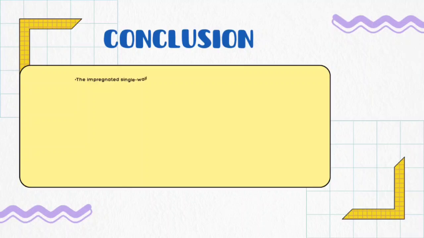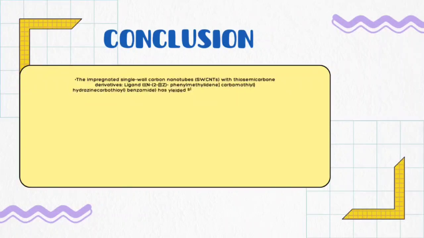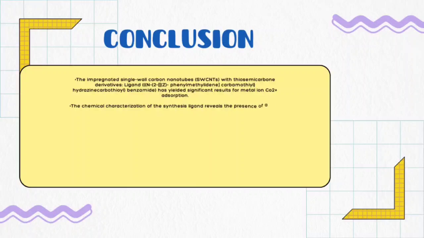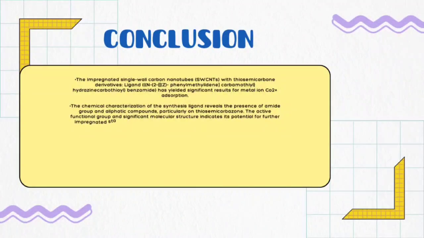In conclusion of this research, the impregnated single-wall carbon nanotubes with thiosemicarbazone derivative, which is the ligand, have yielded significant results for metal ion cobalt-2 adsorption. The chemical characterization of the synthesized ligand reveals the presence of amide groups and aliphatic compounds, particularly on thiosemicarbazone. The active functional group and significant molecular structure indicate its potential for a further impregnation stage with single-wall carbon nanotubes as an adsorbent for metal ions, specifically cobalt-2.